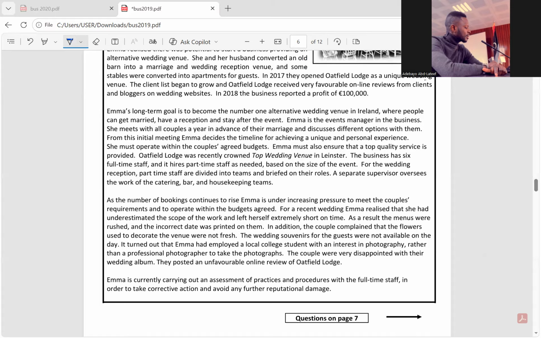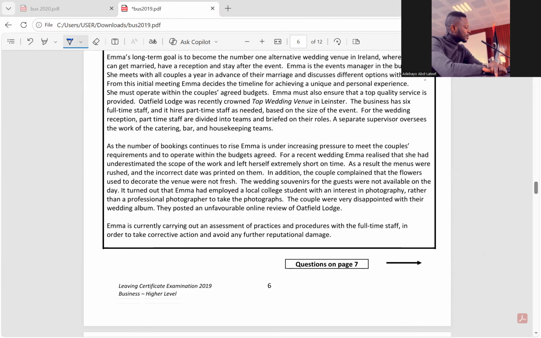Oatfield Lodge was recently crowned top wedding venue in Leinster. The business has 6 full-time staff and hires part-time staff as needed, based on the size of the event. For the wedding reception, part-time staff are divided into teams and briefed on their roles. A separate supervisor oversees the work for the catering, bar and housekeeping teams. As the number of bookings continues to rise, Emma is under increasing pressure to meet the couple's requirements and to operate within the budgets agreed.